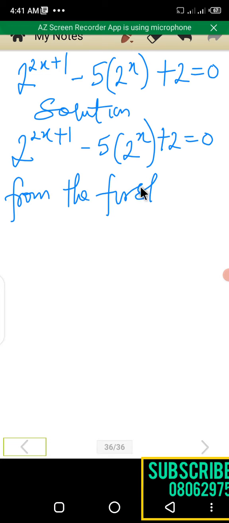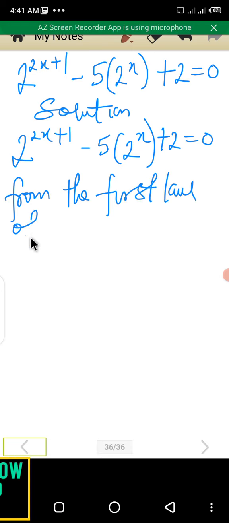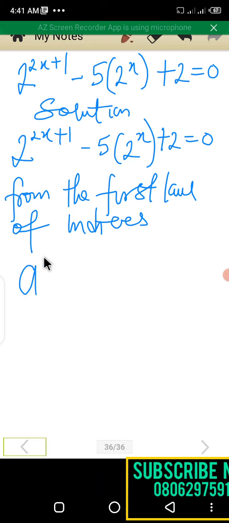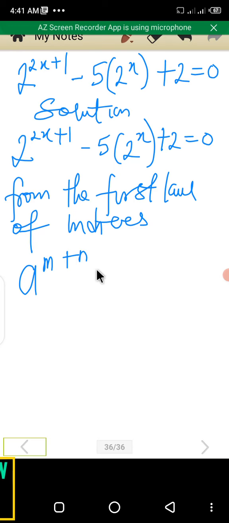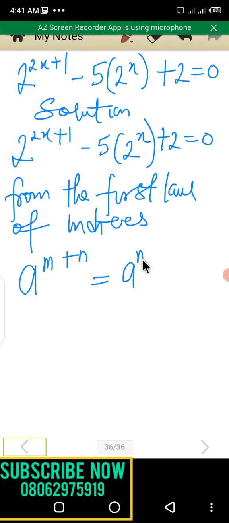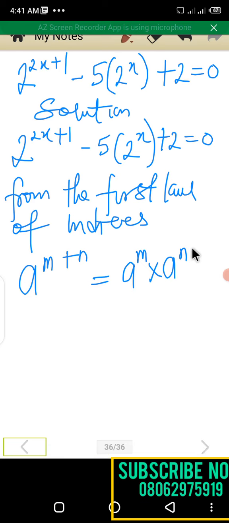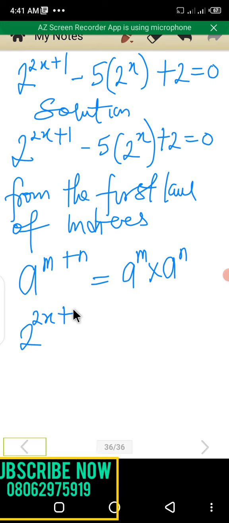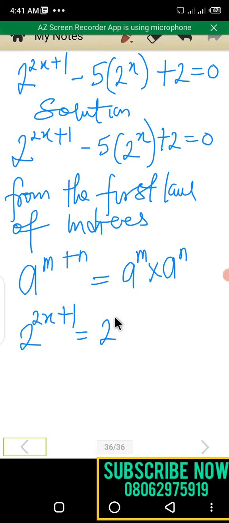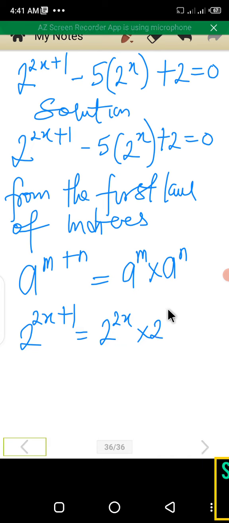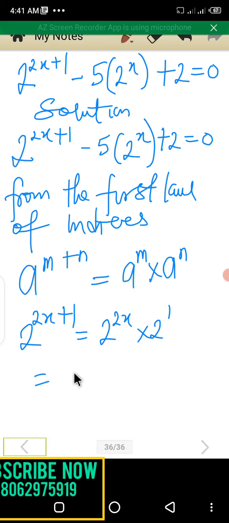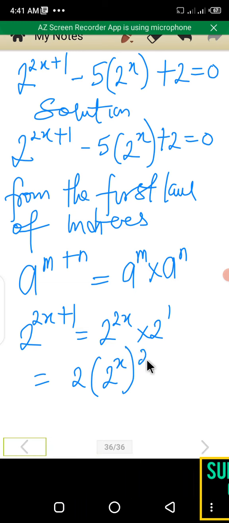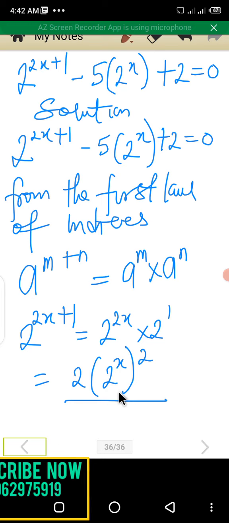first law of indices: a raised to power m plus n can still be written as a raised to power m times a raised to power n. Therefore, 2 raised to power 2x plus 1 is the same thing as 2 raised to power 2x times 2 raised to power 1, which is the same thing as 2 brackets 2 raised to power x all squared. This can be written as this.